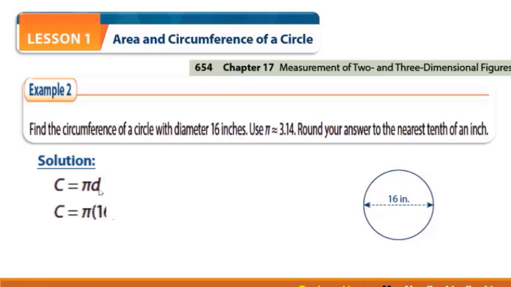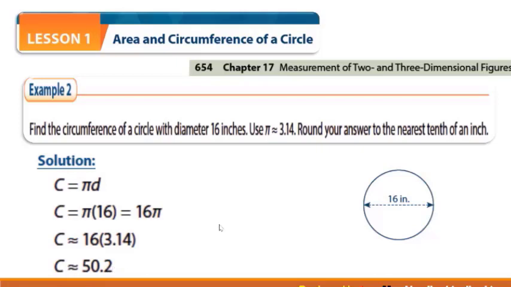So I have two multiplications here, pi and D. Pi is 3.14 and D is 16. So I start with D is 16. The answer will be 16 pi. Then I change pi to 3.14. So this bracket means multiplied. So 16 multiplied by 3.14. This will be my answer after rounding to one decimal place, meaning tenth.